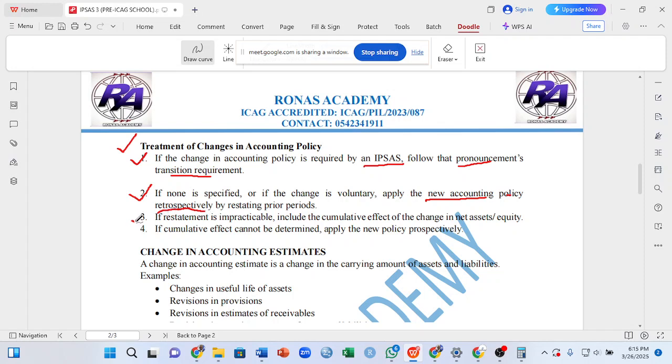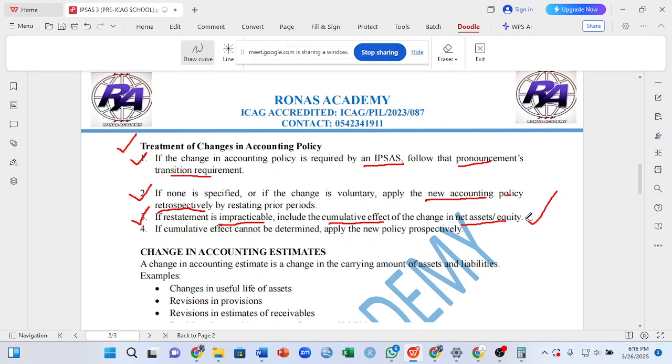Then the third one is that if the restatement is impracticable, that means you can't go back to the previous accounting period to account for them. In the case whereby it's impracticable, then we say just look at the cumulative effect of that new policy. Look at the cumulative effect and adjust it to your net assets or equity. This is what most people will usually do. In practice, you'll be seeing more of this.